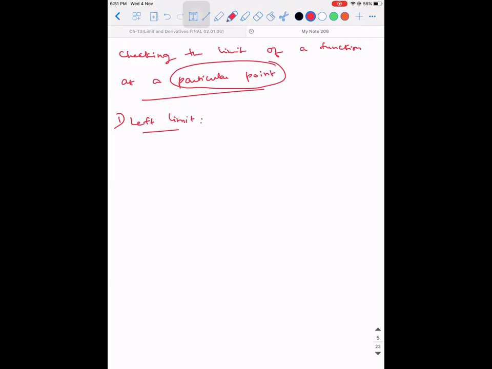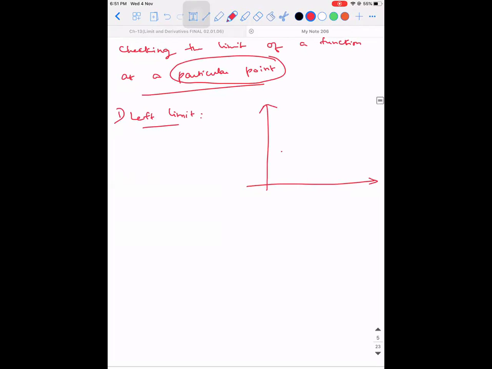Now see, I'm going to deal with some general functions. If I take a function like this, if I take a point x here, and if I have to approach from the left-hand side, I need a point which is very, very close to x, at a distance h from the point x. If this point is x comma 0, what will be the coordinate of this point? So this point is x comma 0.